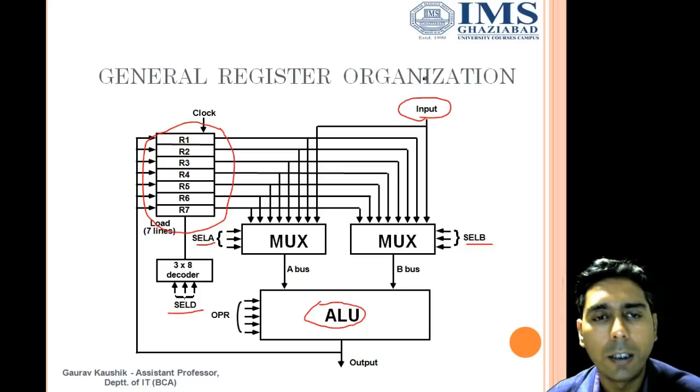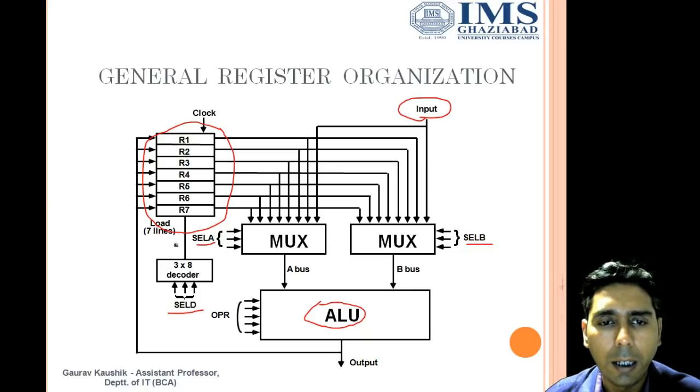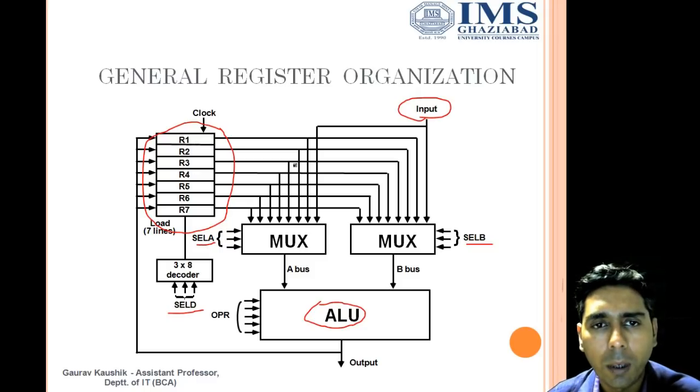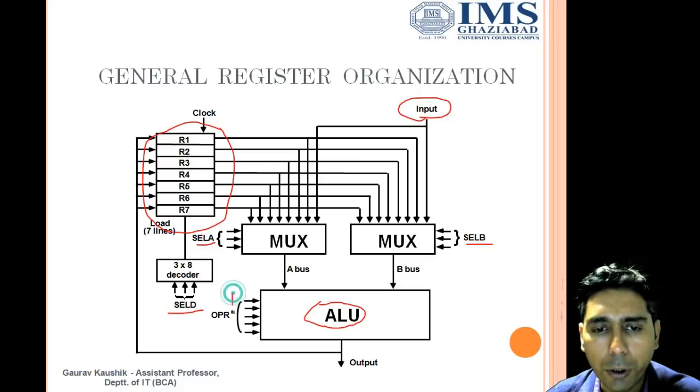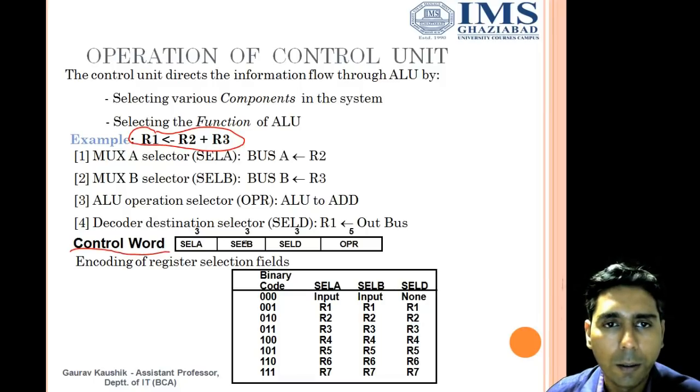You can see in the diagram, multiplexer A with the help of selection line SELA will take the input from R2 and provide that to the ALU as an output. Similarly, multiplexer B will take the input from R3 and provide the output to the ALU. Finally, on the basis of the operation line, a certain operation will be performed. Here the operation is plus, so the plus operation will be performed with the help of the operation line.